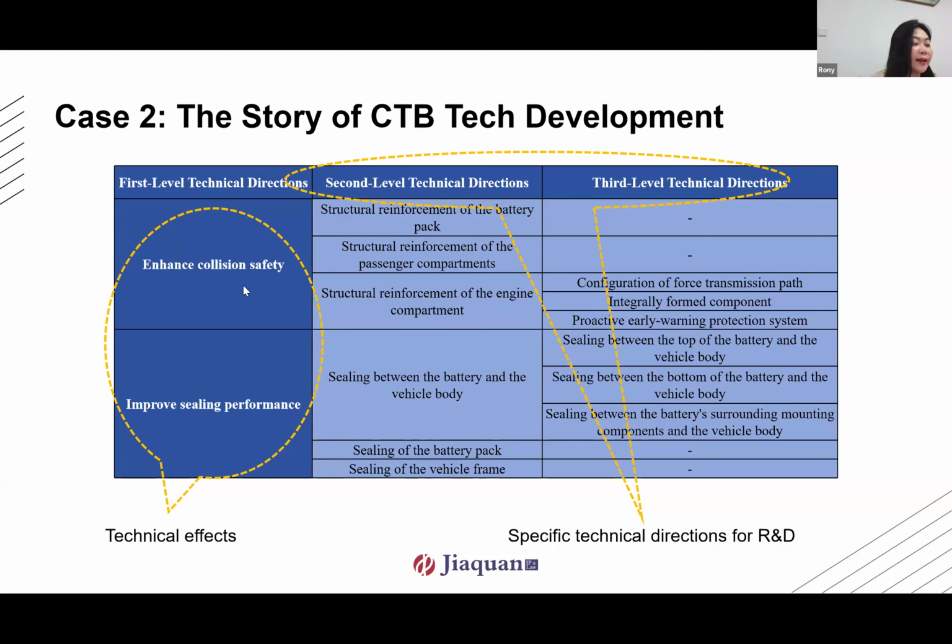In this way, when the client is actually conducting the R&D and wants to know through which structural designs or software designs they can achieve the improvement of collision safety, they can start from the first level technical direction and gradually find the technical solutions they are concerned about. And they can see how others have done in the direction of improving collision safety and what the technical routes are.